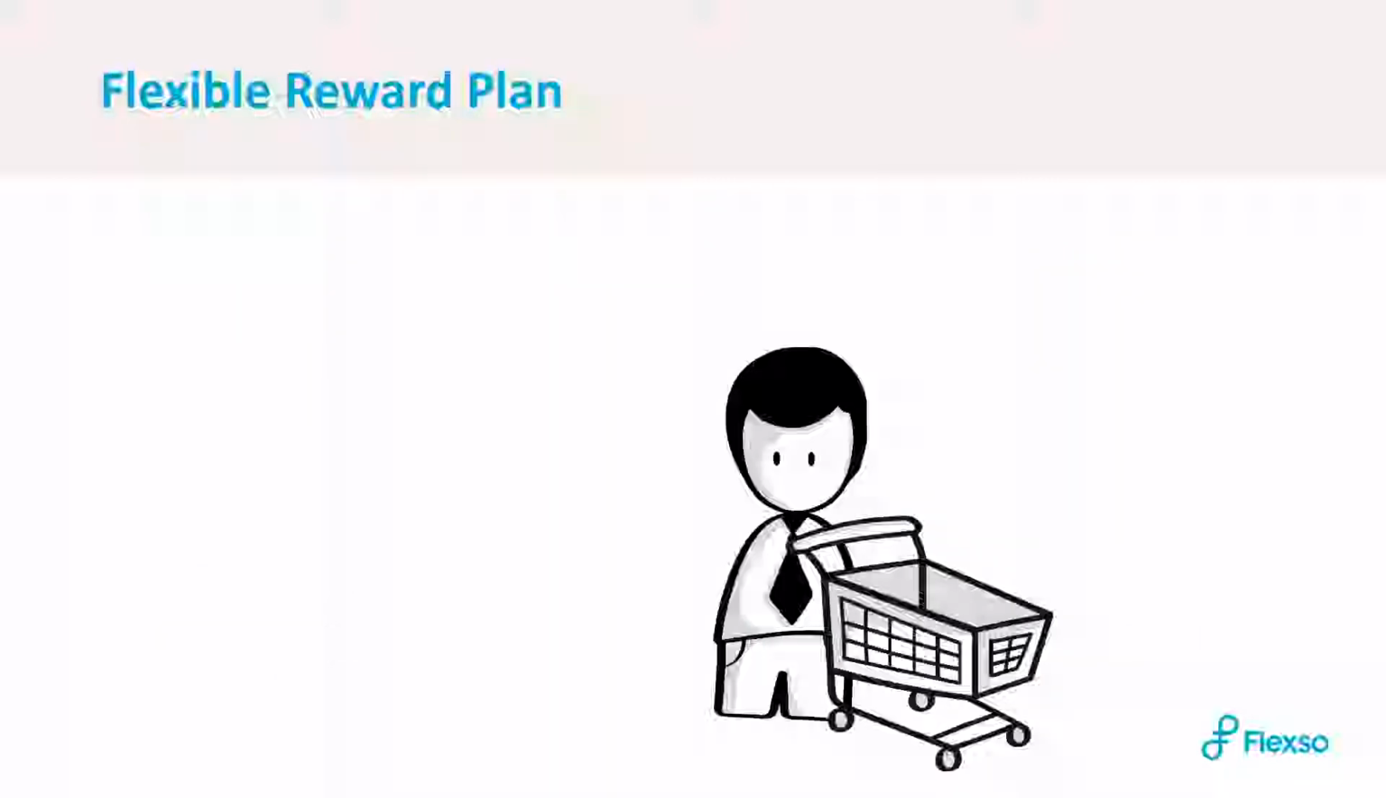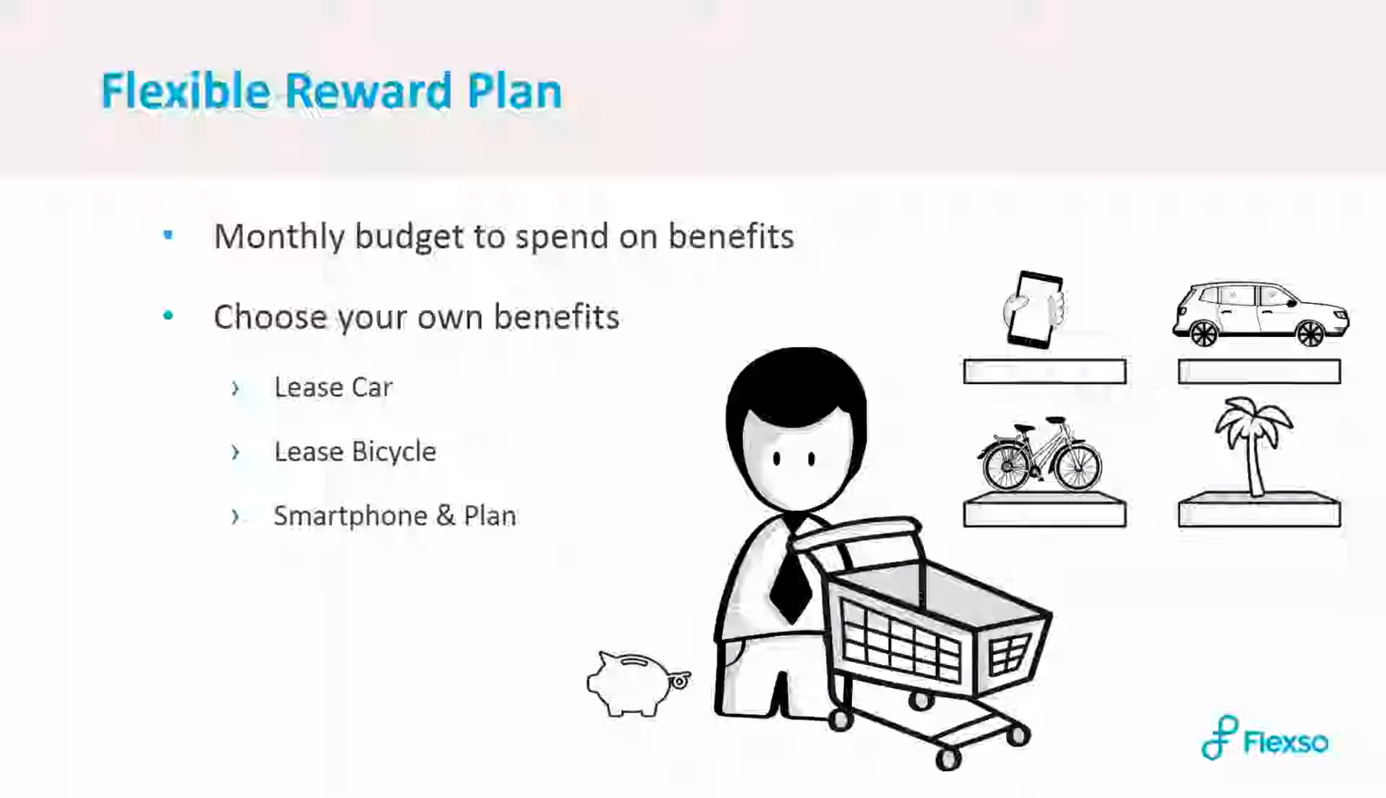Now the application, the FlexPlan tool, allows KBC to offer a flexible way of rewarding their employees. So instead of giving their employees a standard package of benefits, KBC chooses to offer their employees a monthly budget, which they can spend individually on benefits they choose themselves. So with this FlexPlan application, an employee can go shopping for fringe benefits like a lease car, a bicycle, smartphone and data plan, or additional leave days, etc.